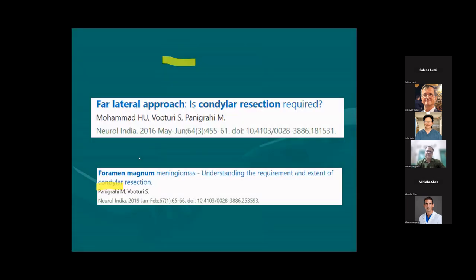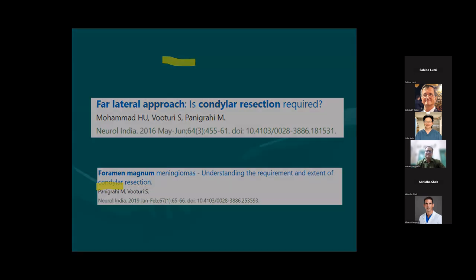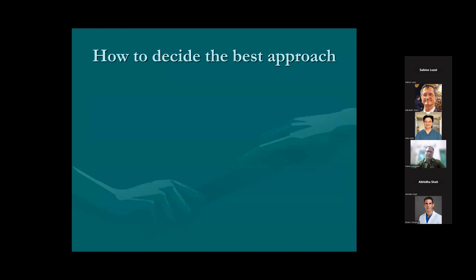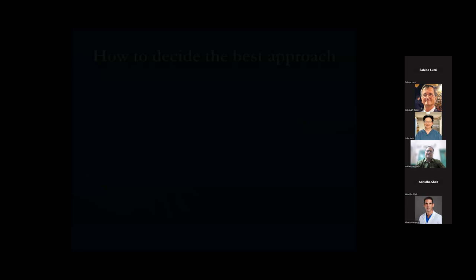We also published our results on the need for condylar resection, and over a period of time we realized that condylar resection is not required, and most of the tumor can be done through a posterior approach. One has to understand the need for condylar resection depending on the extent and the consistency of the tumor. So how do you decide the best approach for a particular tumor?